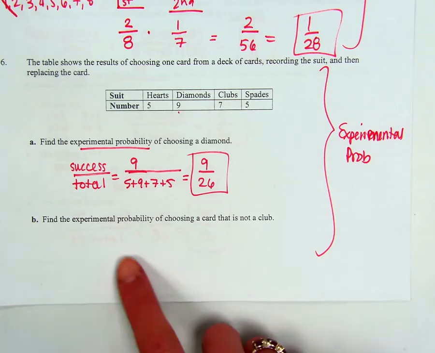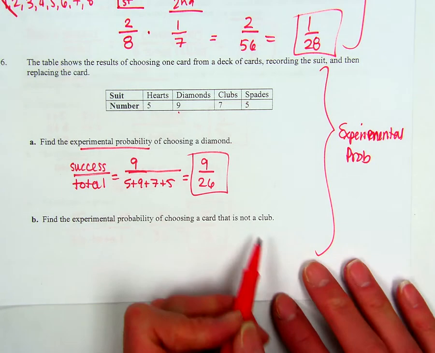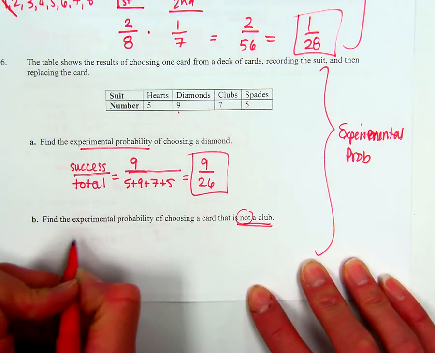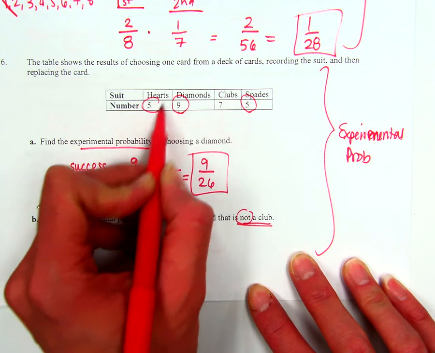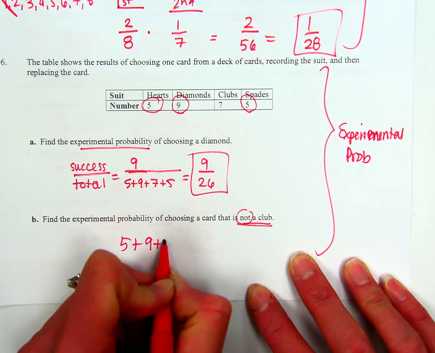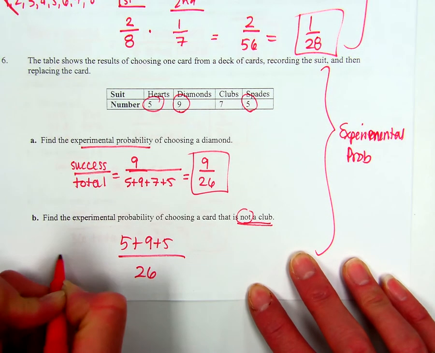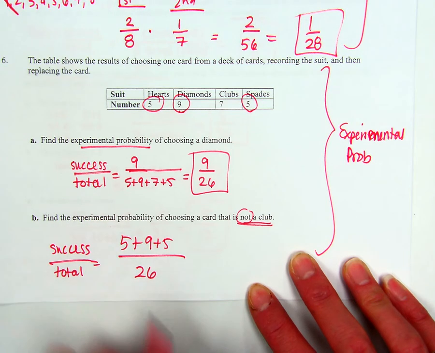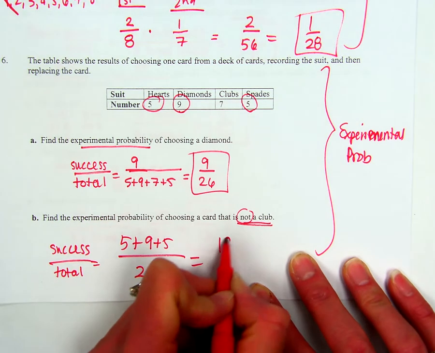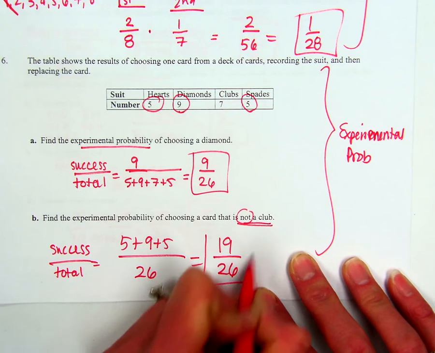All right, find the experimental probability of choosing a card that's not a club. So, not a club would be diamonds, spades, and hearts over our total of 26. So that would give us 19 over 26.